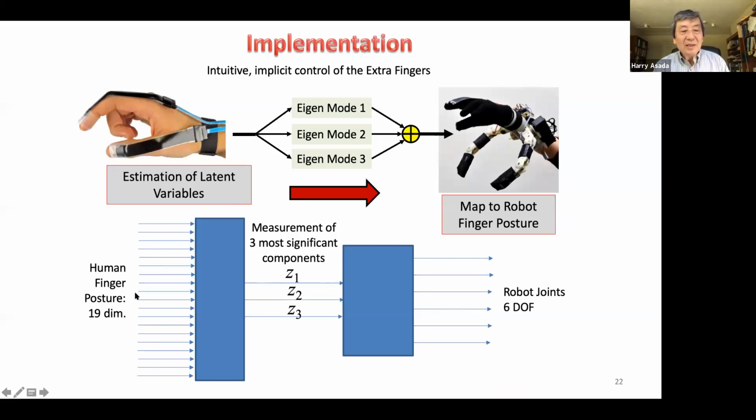Dealing with the 19-dimensional space is harder to measure for practical applications. Instead, through this preliminary analysis, we found that 3 latent variables, a 3-dimensional reduced space, is good enough. Based on these 3 variables, Z1, Z2, Z3, we can correlate the 2 fingers' motion, which is 6-dimensional, and we regress on them. That's the way we did it. So that's the story for today.